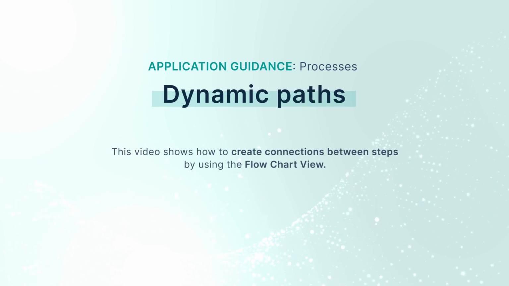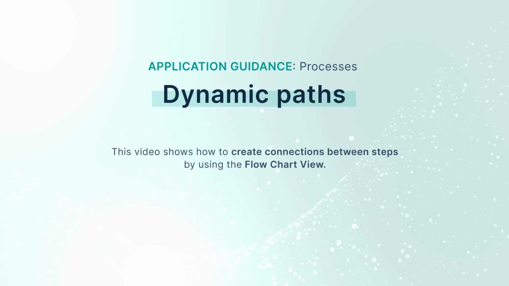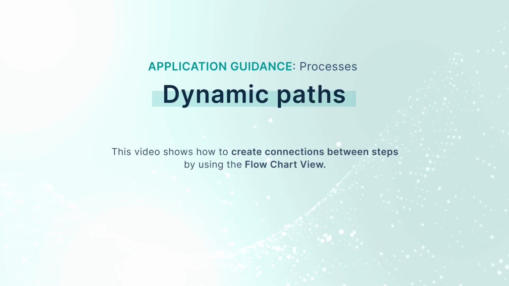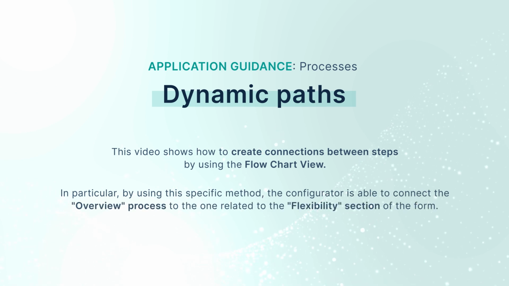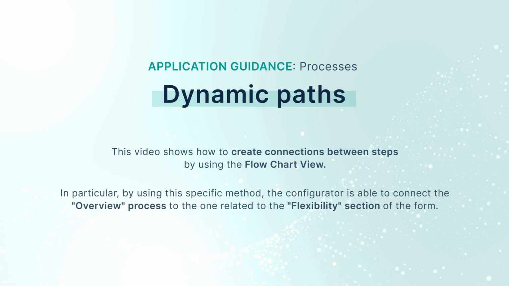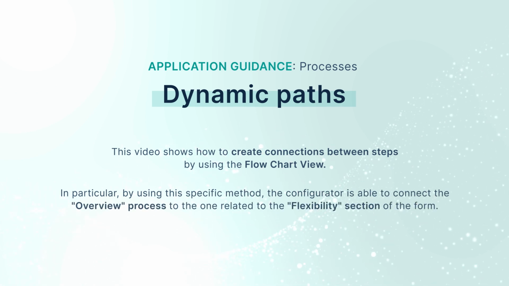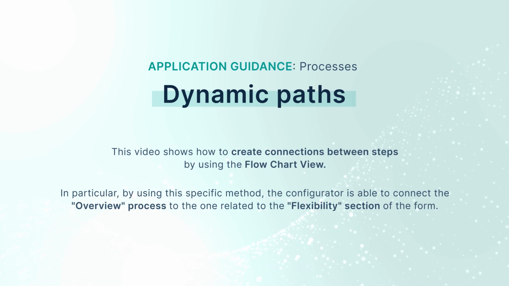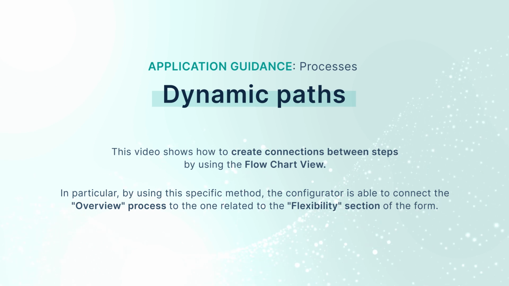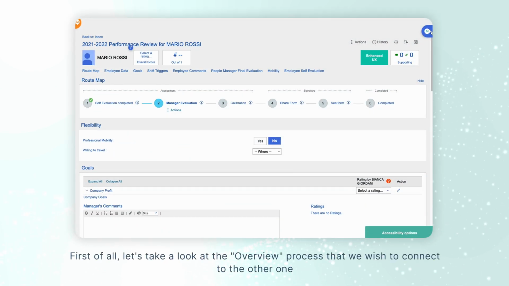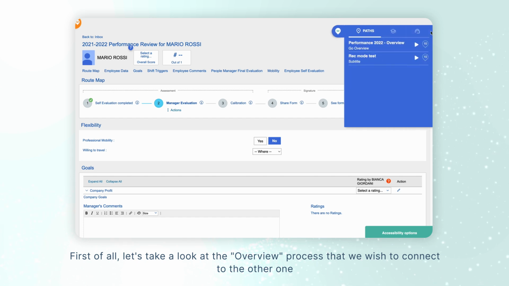This video shows how to create connections between steps by using the flow chart view. In particular, by using this specific method, the configurator is able to connect the overview process to the one related to the flexibility section of the form. First of all, let's take a look at the overview process that we wish to connect to the other one.